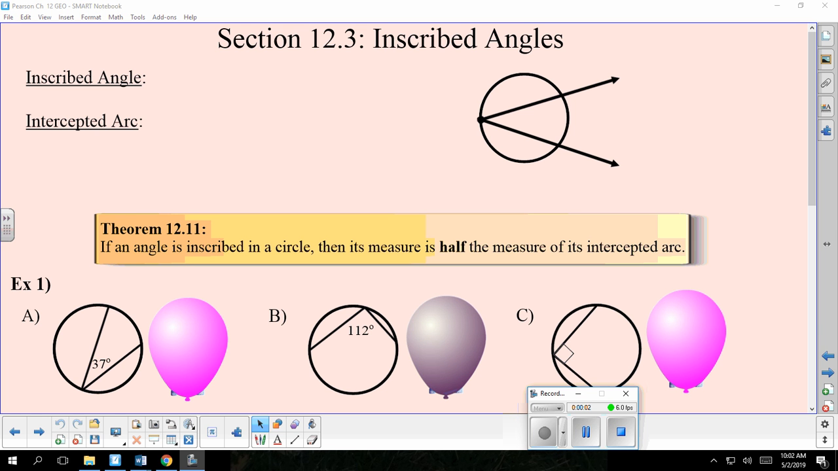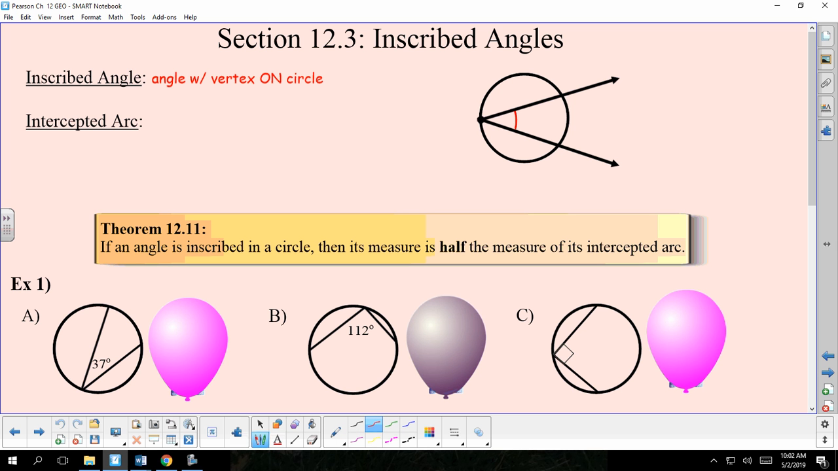Continue with chapter 12 on circles. We're going to get into section 12.3 on inscribed angles. So an inscribed angle is an angle with the vertex on the circle. So this angle right here. So notice the vertex is not in the center of the circle, it's actually on the circle itself.